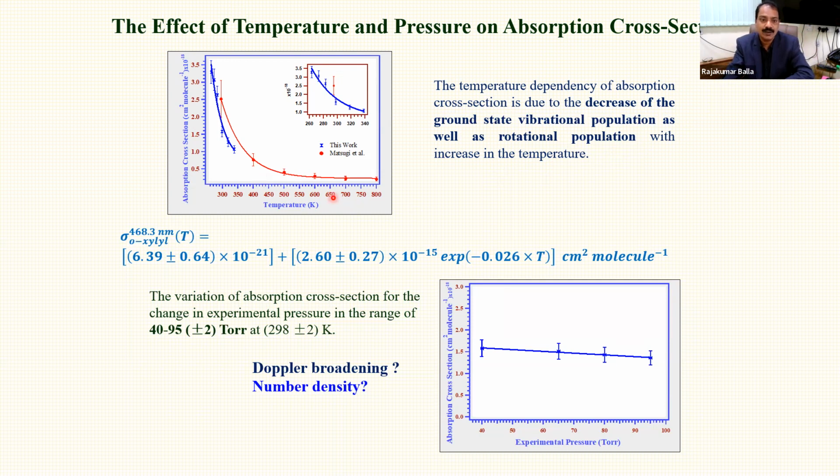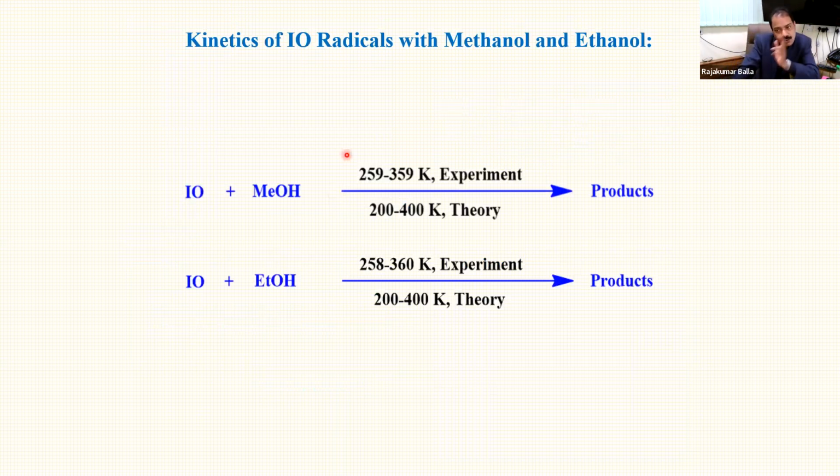With that, I will conclude. And see, IO radicals. ClO radicals are the key intermediates in ozone depletion in the stratosphere. If you look at the most famous mechanisms, where all three people got the Nobel Prize, IO is the next; it's more reactive, but the concentration is less. Therefore, we need to measure this.